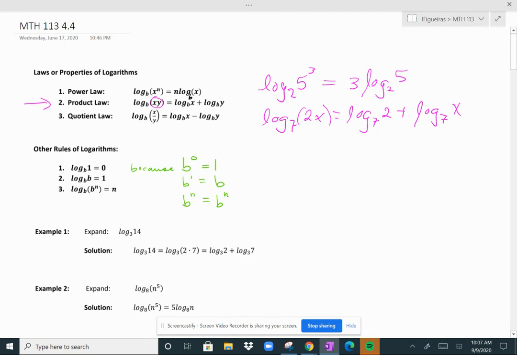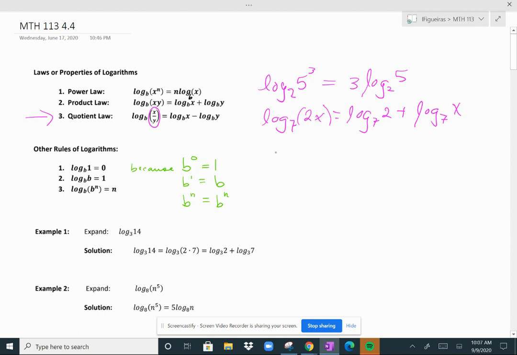Okay. And then the last one is the quotient law. The quotient law says that if you have the log base b of x divided by y, so a quotient of two expressions, as long as that denominator is not 0, that is equivalent to the log base b of x minus the log base b of y. So the log of a quotient becomes the difference of logarithms.